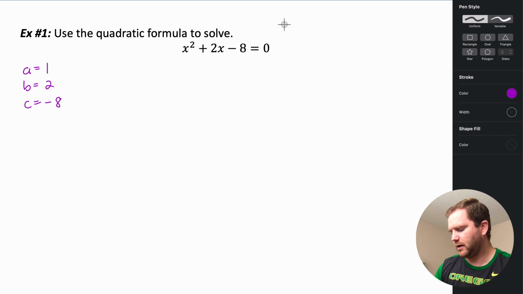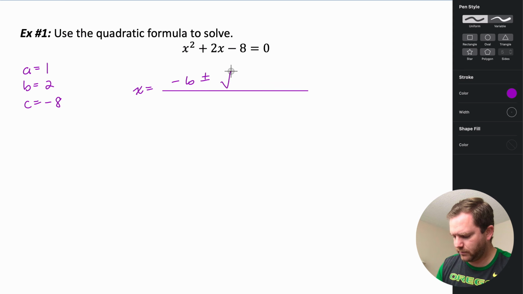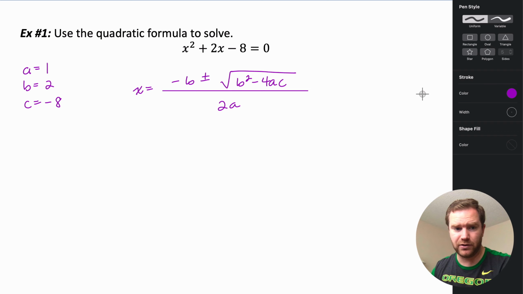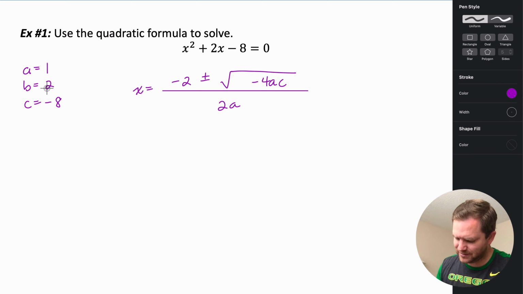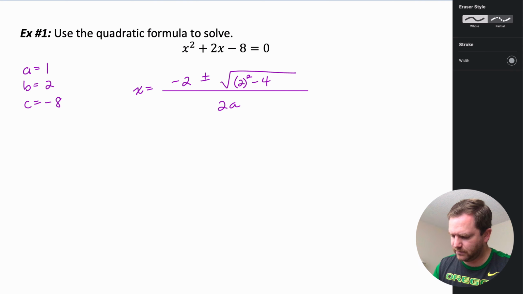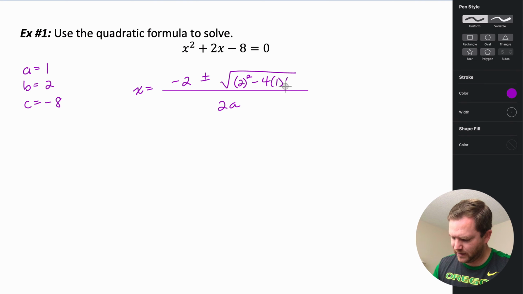Okay, so the quadratic formula was x equals the opposite of b plus or minus the square root of b squared minus 4 times a times c, all divided by 2 times a. So we want to substitute in everything that we know here. So b was 2, so we can go ahead and put in 2. So it's going to be the opposite of b, over 2 squared minus 4 times a was 1, and then c was negative 8, all divided by 2 times a, which is 1.